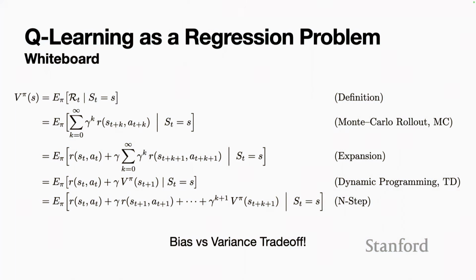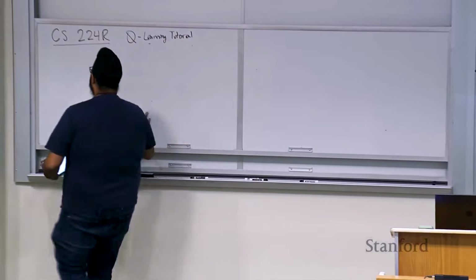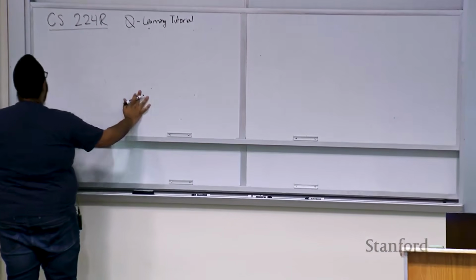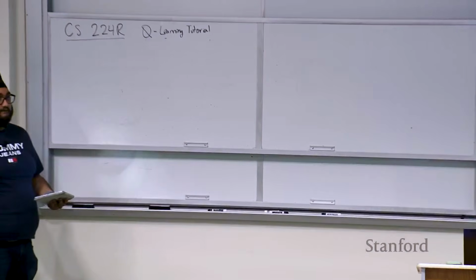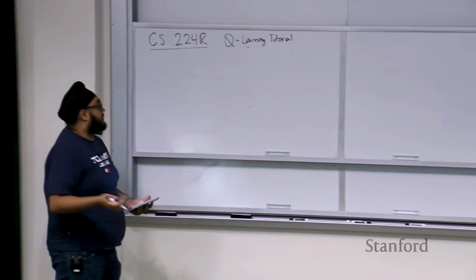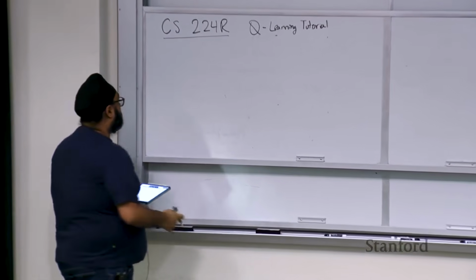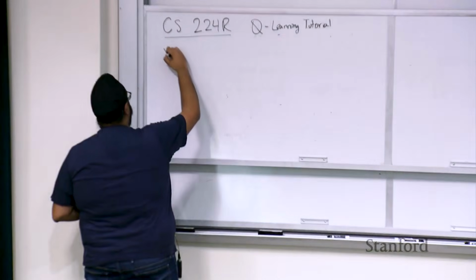Alrighty, so let's dive a little bit into how to actually do Q-learning as a regression problem. And I'll use the whiteboard on the right here. So we're going to be working with basically V pi of s, and you can do a similar derivation for Q of s, a as well. This is adapted from the Sutton and Barto textbook.